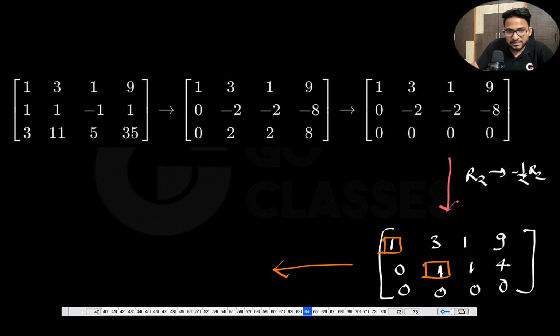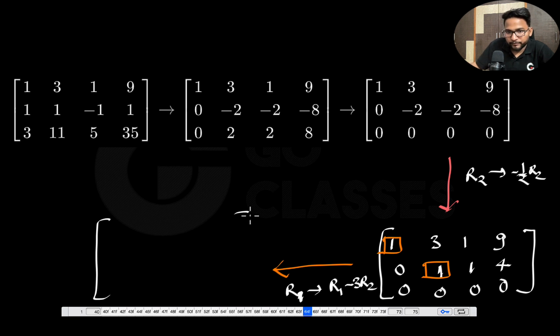You can replace R1 by R1 minus 3 R2, isn't it? If you replace this R1, this particular element, by R1 minus 3 times R2, then it will be 0. And fortunately, it won't impact this. That's the beauty, because you are having 0 here. That's why it won't impact this. Okay, so let's just do it.